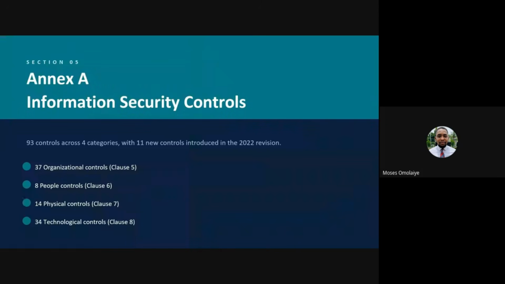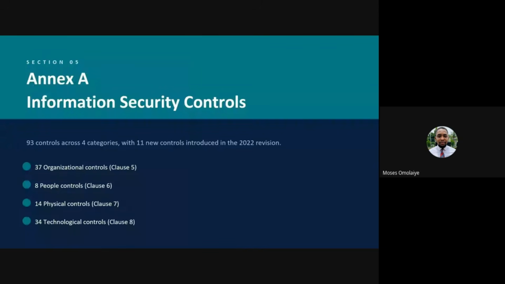So we have what we call the Annex A controls in ISO 27001, information security controls. So before there used to be, I think, 114, they've been shrunk to 93. Don't forget that the climate is changing. So before, for instance, cybersecurity was not an in-depth consideration in the ISO standard, but when the 2022 version came out, because of the climate, that had to be included.